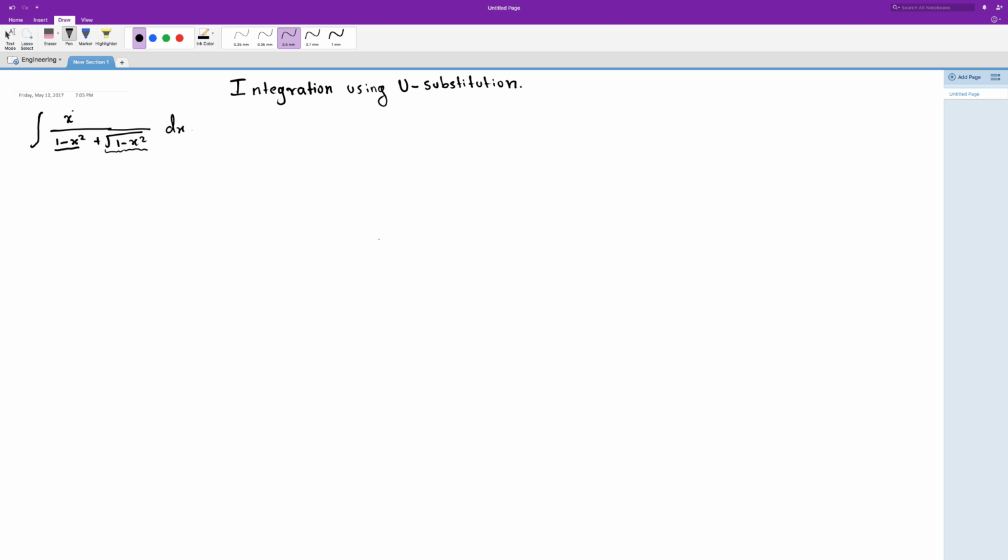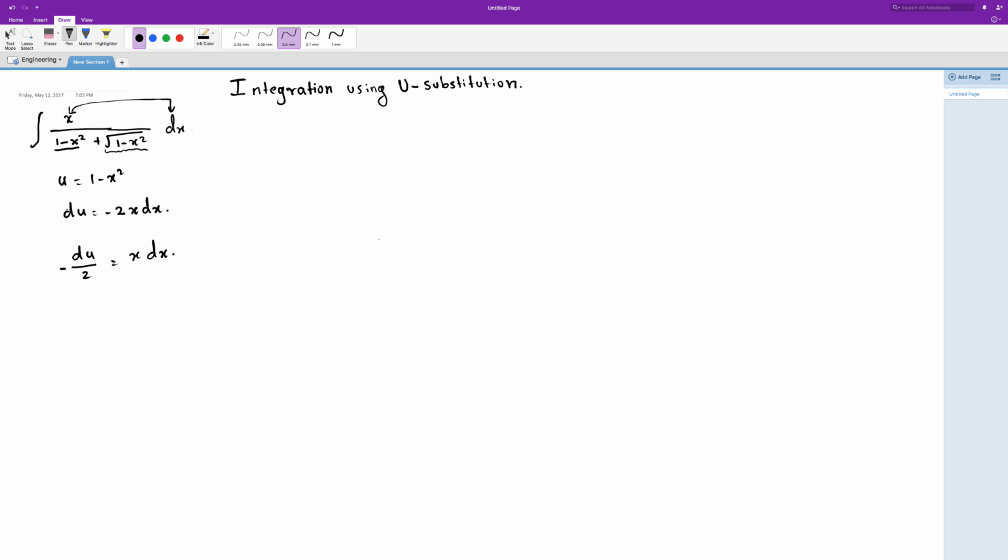But we can randomly pick something. Let u equal 1 minus x square and see what happens. So u is equal to 1 minus x square, and if I take the derivative, it is going to be du equals minus 2x dx. Then we have to create a relation for x dx, which we can substitute in the next one. I can bring this minus 2 to the other side, so minus du over 2 is equal to x dx.